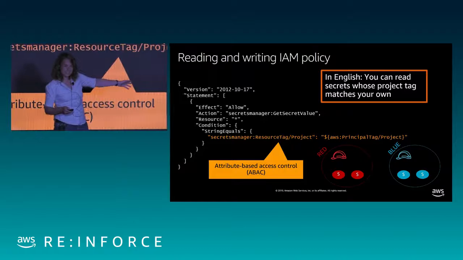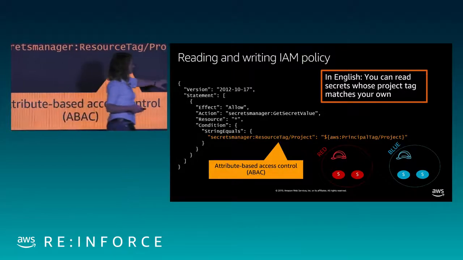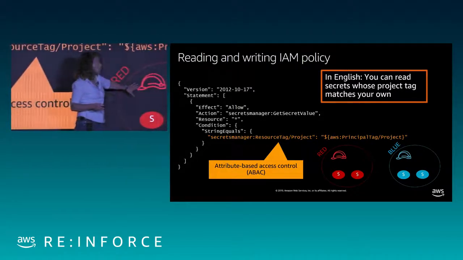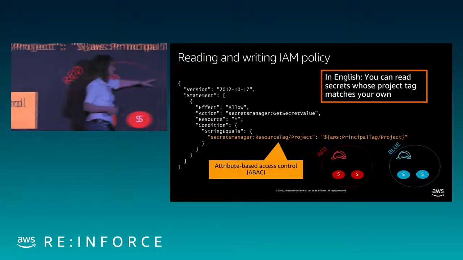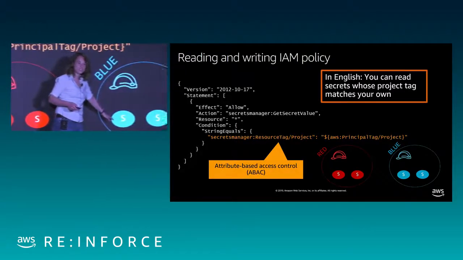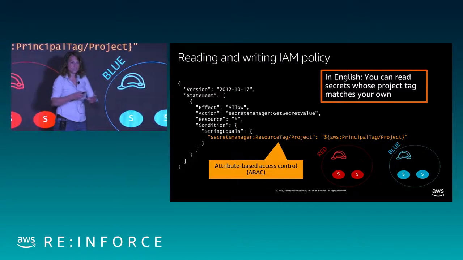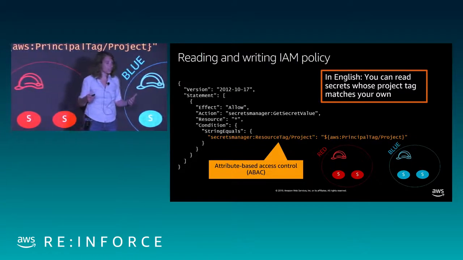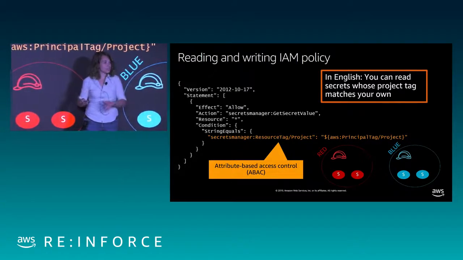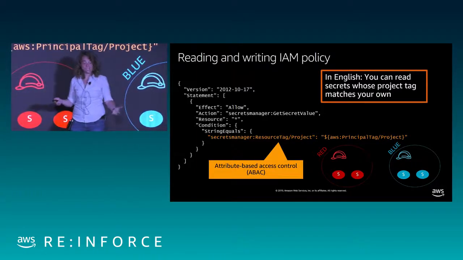It's attribute-based access control, right? What this means is that people tagged with the red project can read the red secrets, and people tagged with the blue project can read the blue secrets. And so this is a really useful way to segment groups of things in your account so that different groups of people have access to different groups of things, attribute-based access control.